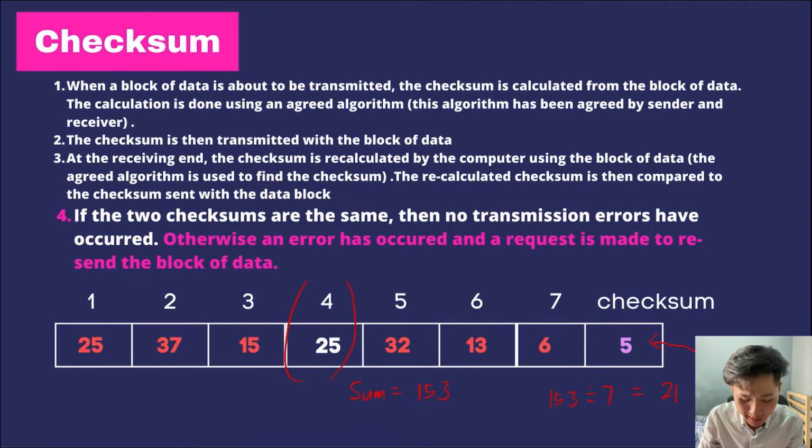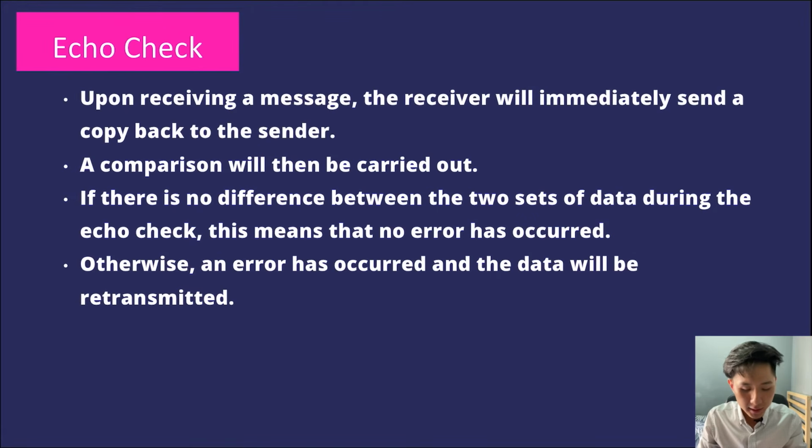One thing to note is that the algorithm used is completely customizable, which means the computer can decide which algorithm it wants to use. Alright, so let's move on to the third data transmission method, which is called the echo check. So here is some of the description. Upon receiving a message, the receiver will immediately send a copy back to the sender. A comparison will then be made.